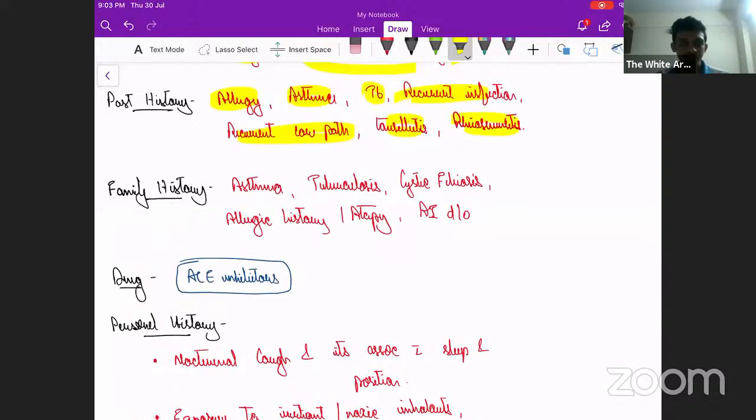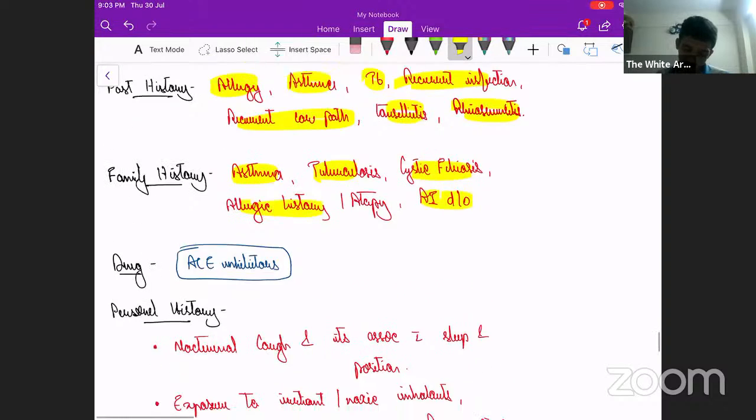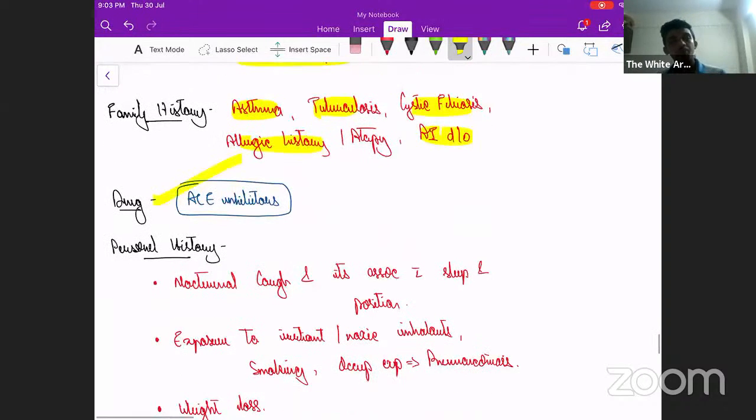Next is family history. Mainly you'll ask for asthma, any TB contact, cystic fibrosis, allergic history or atopy, and autoimmune disorder. So finally, drug: ACE inhibitors. For people suffering with hypertension, it is very, very important. Do ask for this, okay? People with hypertension taking medication, never forget to ask which tablet they are taking.